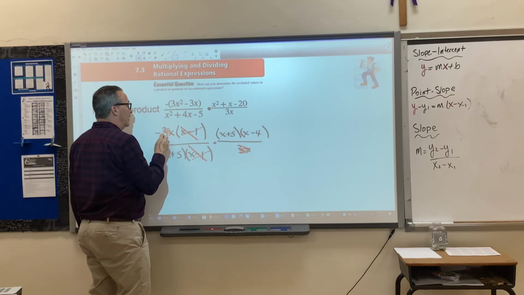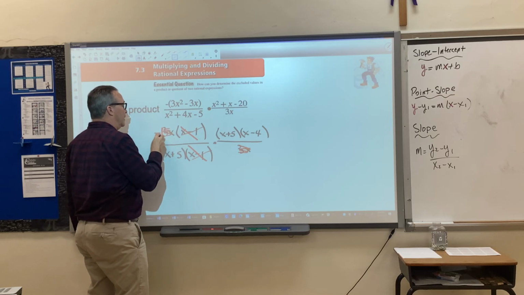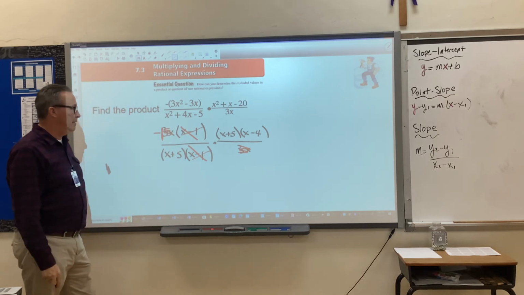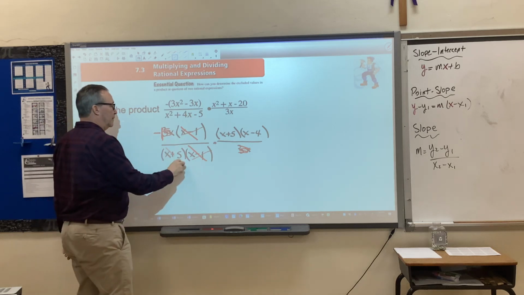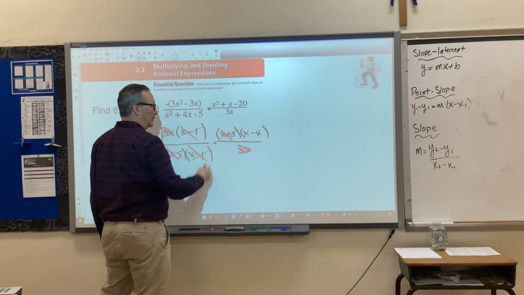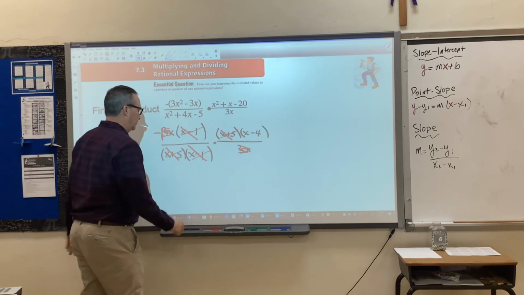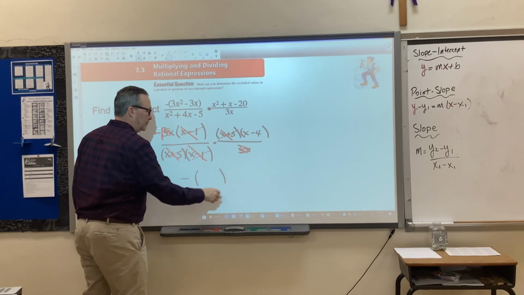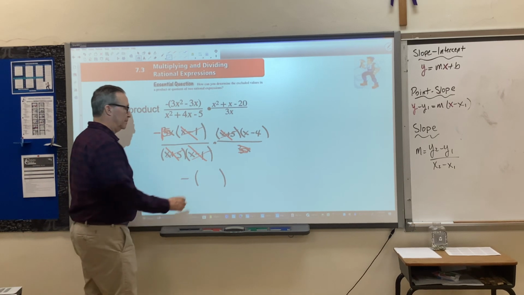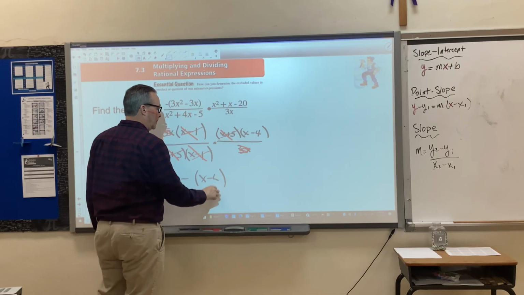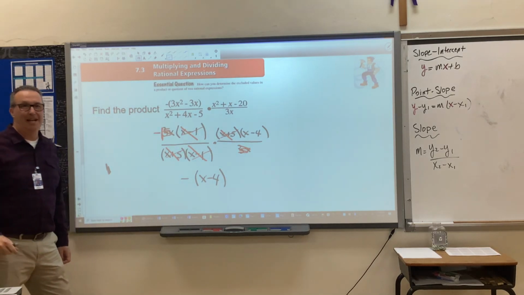On this one, negative one remains. And then cross cancel x plus 5, x plus 5. So what's the answer? Negative 1 over x minus 4. Nice job. That was not an easy one.